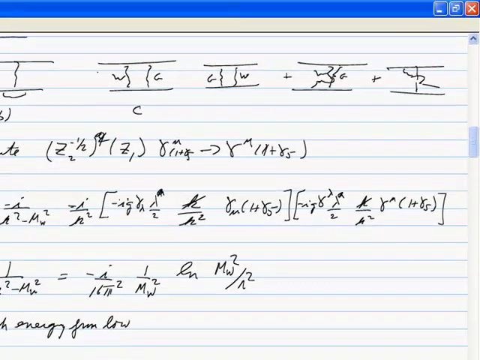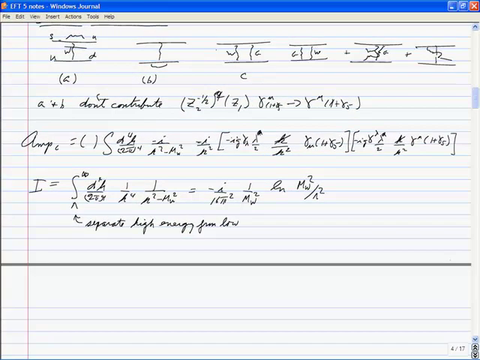I don't know how to explain it other than that, but it's one of these things that you sort of know. So this guy would be log lambda, with lambda being the upper cutoff. It's sort of like putting in a Pauli-Villars regulator, except instead of lambda in the Pauli-Villars, you have MW there. So it was log divergent, so this is the regulator for it, so it turns into log MW.